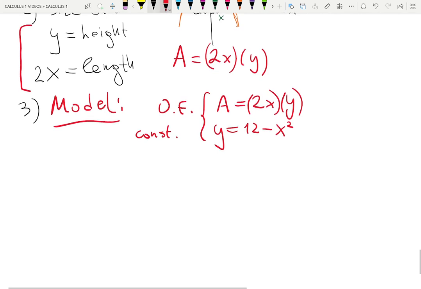And now you know how to proceed from this moment. Maybe you should stop the video and finish the problem by yourself, and then play the video and see if your answer matches our answer.